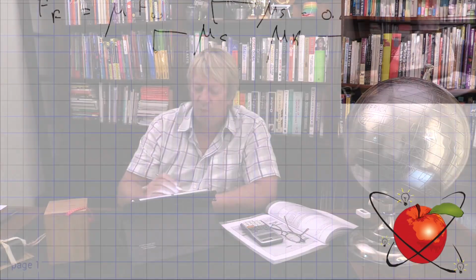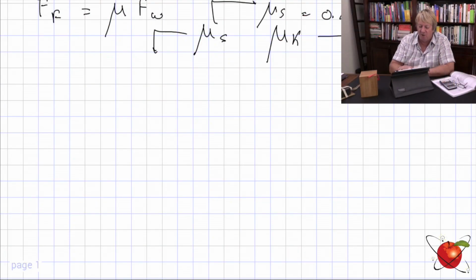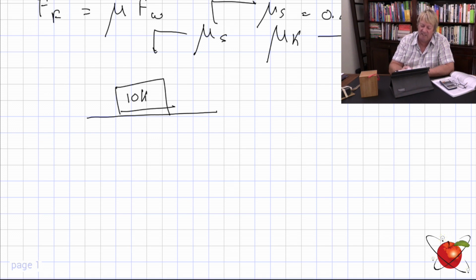Now, how do we go about problems when they give us a frictional force? Well, like we said, in any physics problem, we do a drawing. We say, right, we have an object over here. It's got a mass of, let's leave it at 10 kilos there. We put in Fw equal to 98 newtons, m times g.